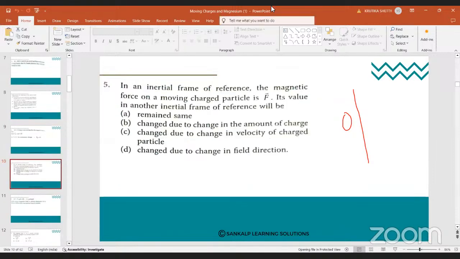Go for the next question. In an inertial frame of reference, the magnetic force on a moving charged particle is F. Its value in another inertial frame of reference will be.